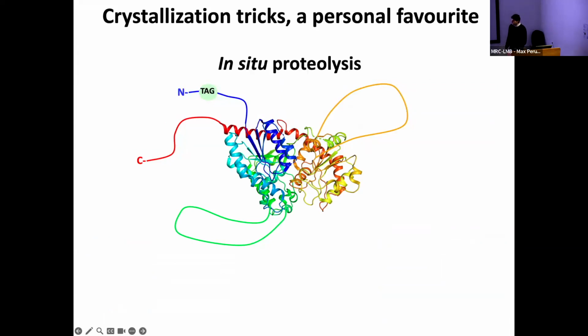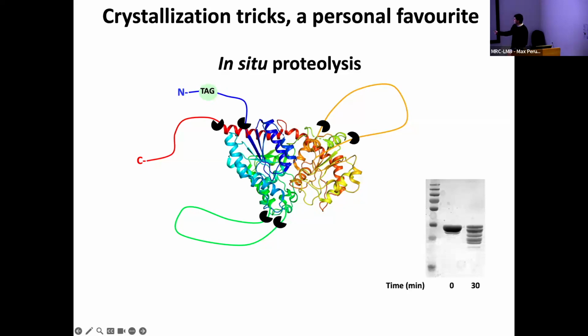So just very quickly, one crystallization trick, which is a personal favorite of mine. If you're struggling to get crystals, what you could do is add a protease, try to cleave off your loops. Do not run a gel, because if you run a gel, it's going to look like a mess. But in reality, the protein is still intact.